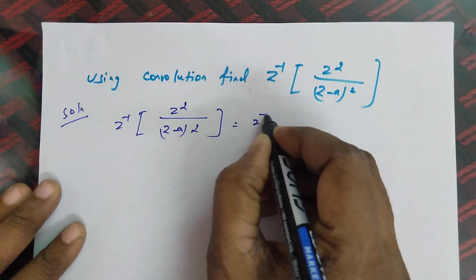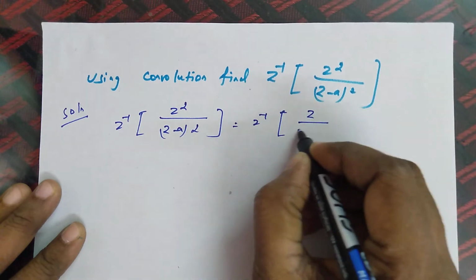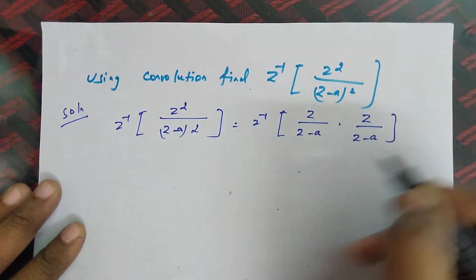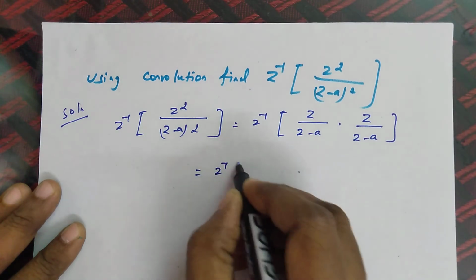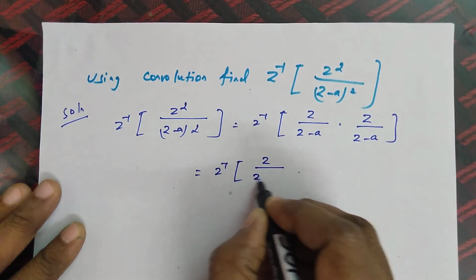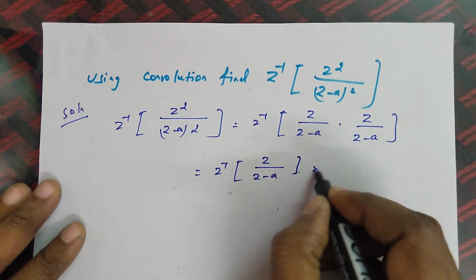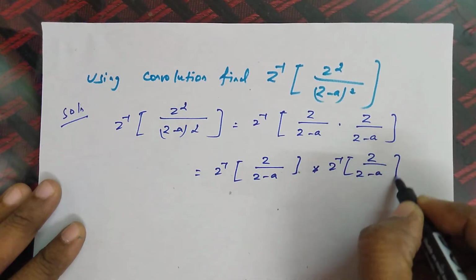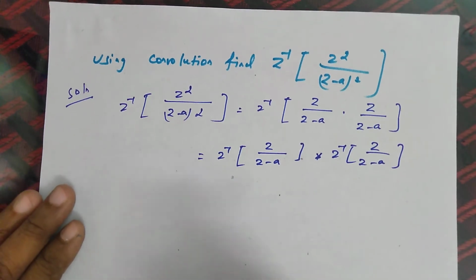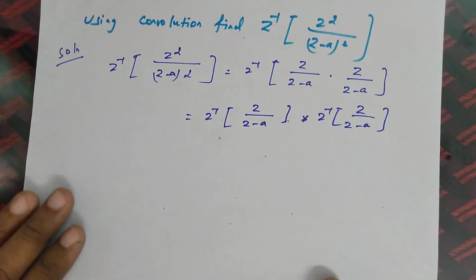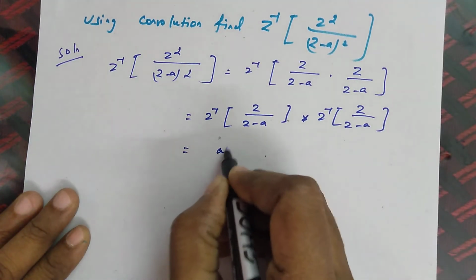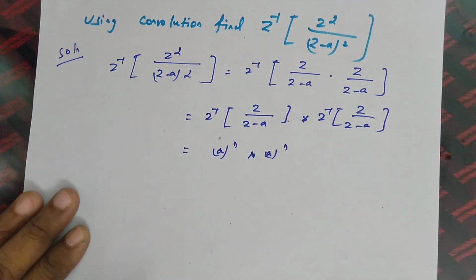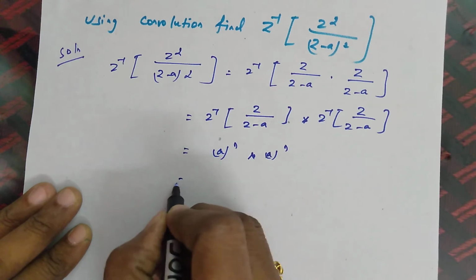So this can be written as z inverse of z by (z minus a) into z by (z minus a), because we are going to apply convolution. So this can be written as z by (z minus a) star z by (z minus a). What is the result? Z inverse of z by (z minus a) is nothing but a power n. So which is equal to a power n star a power n, that is f of n star g of n.